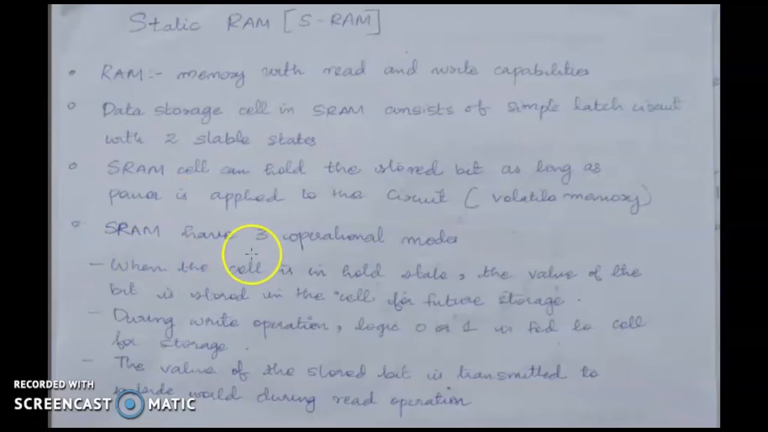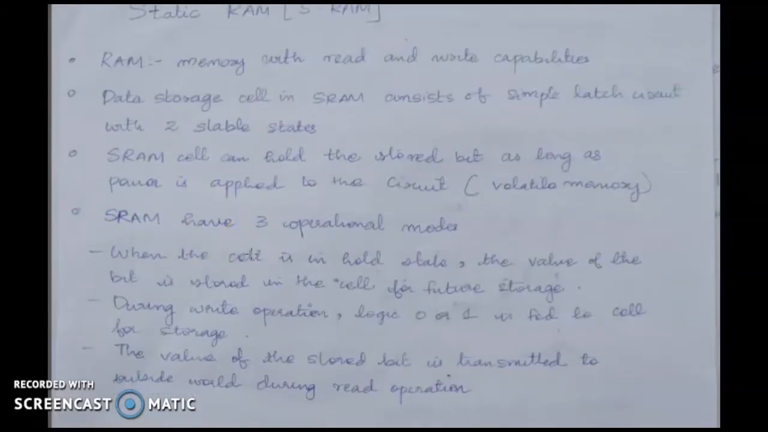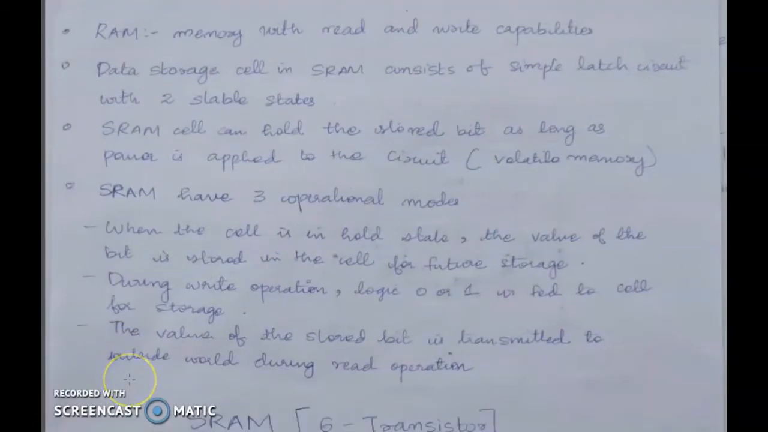So SRAM has three operational modes. That is, when the cell is in hold state, the value of the bit is stored in the cell for future use. That was the hold operation. Next is the write operation. During the write operation, either logic 0 or 1 is fed to the cell for storage. The third operation is the read operation. The value of the stored bit is transmitted to the outside world during the read operation.